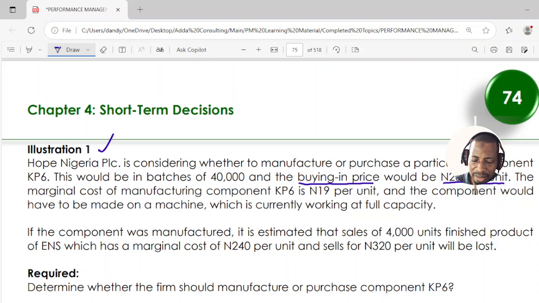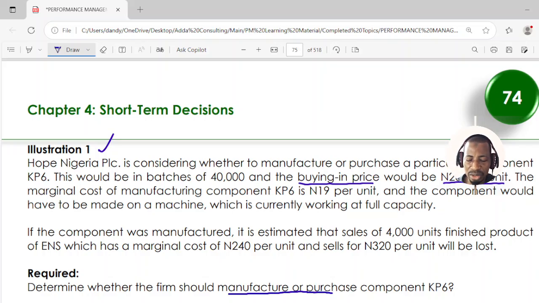From the requirement, it is very clear what you are expected to do. The examiner wants you to advise whether component KP6 should be manufactured internally or purchased from an outside supplier. Under this circumstance, what are you supposed to do? Very simple. Just compare the supplier's quotation versus the relevant cost of making component KP6. That's what you need to do.